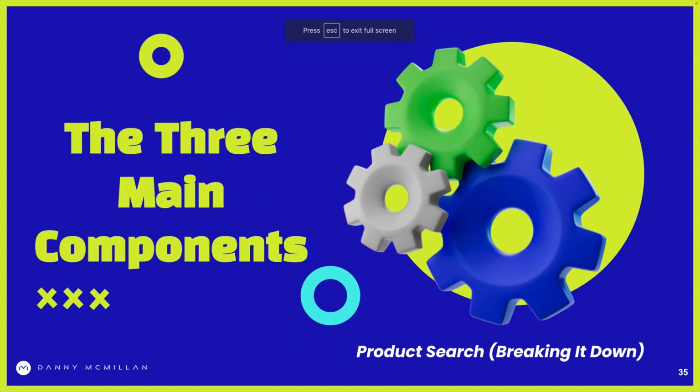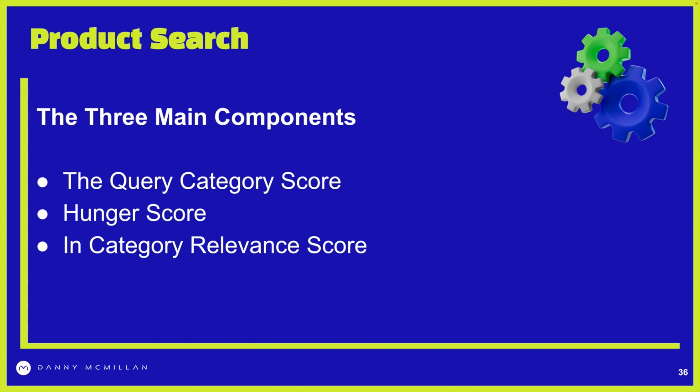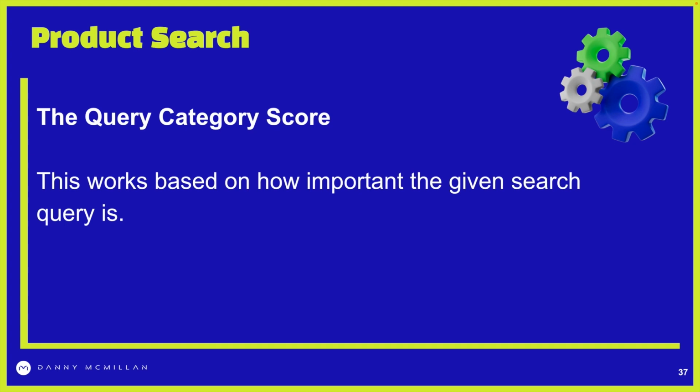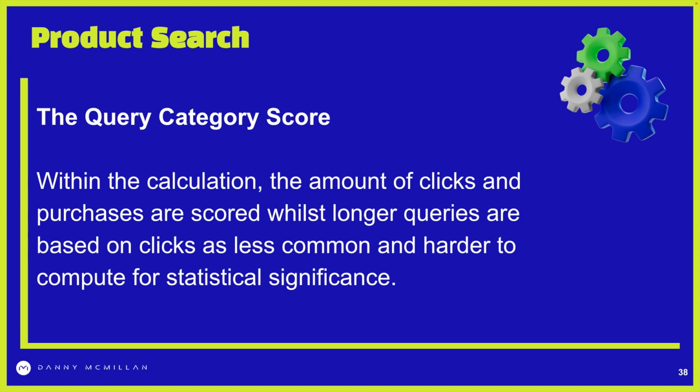In the final part of this presentation, we're going to look at the three main components and break down the product search on Amazon. The three main components are as follows: the query category score, the hunger score, and the in-category relevance score. Starting with the query category score, this works based on how important the given search query is. Within the calculation, the number of clicks and purchases are scored, whilst longer queries are based on clicks, as they are less common and harder to compute for statistical significance.